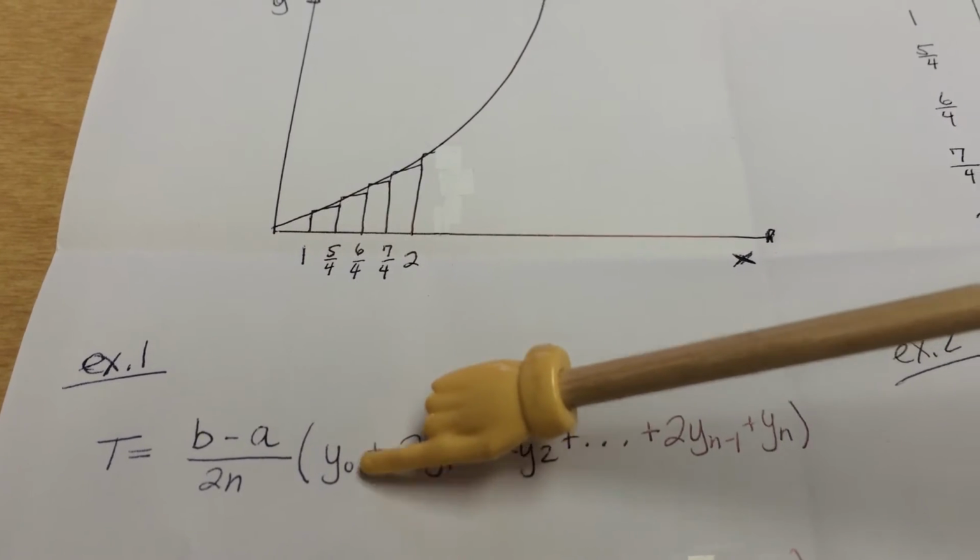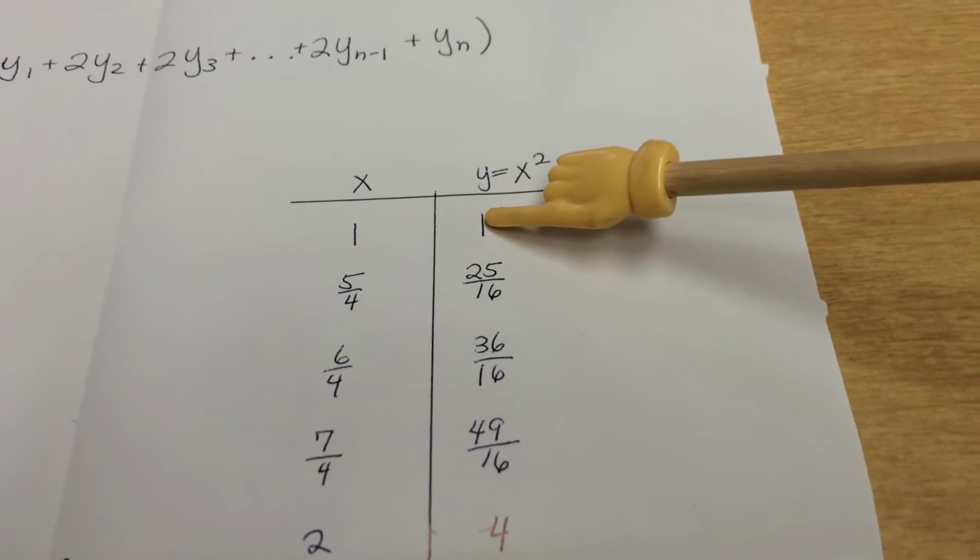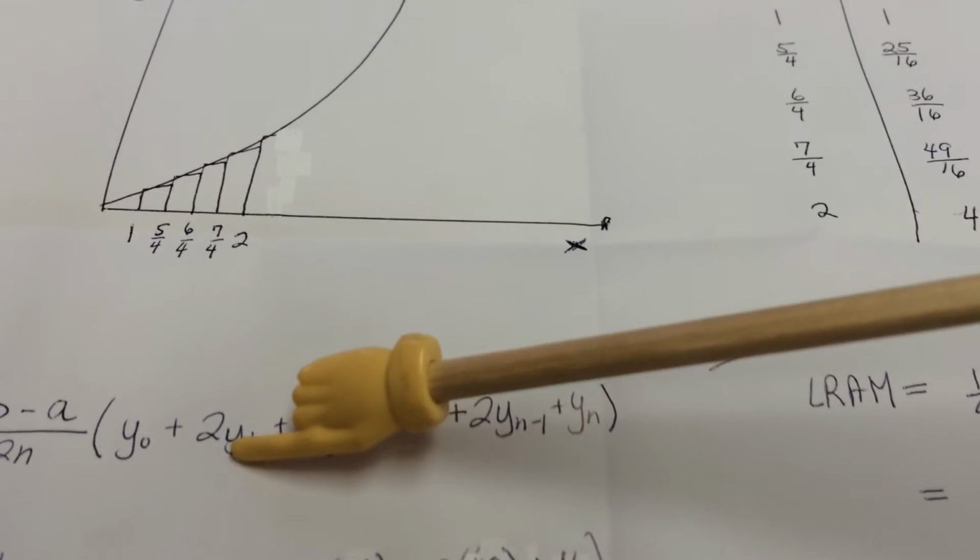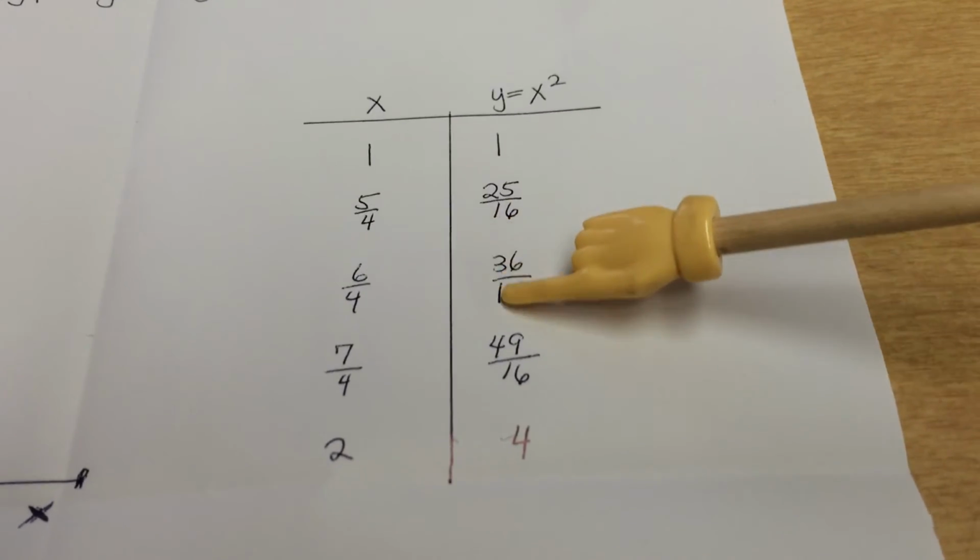This is the first number right there. So in our case, the table says 1 is the first number. And then after that is 2 times everything in the middle, which is all of this right here.